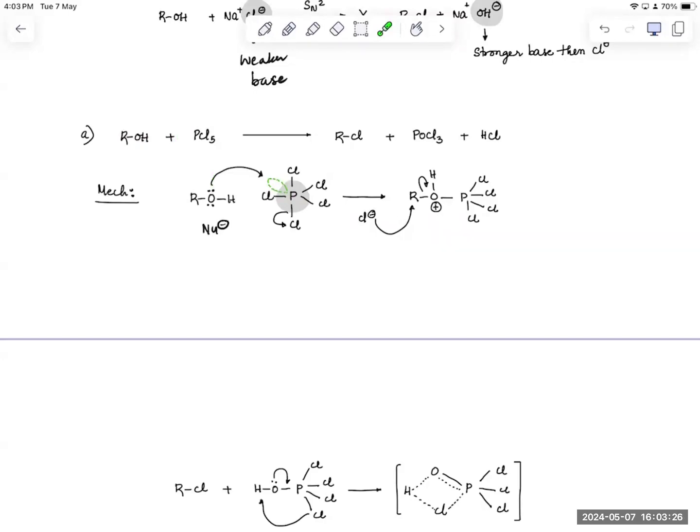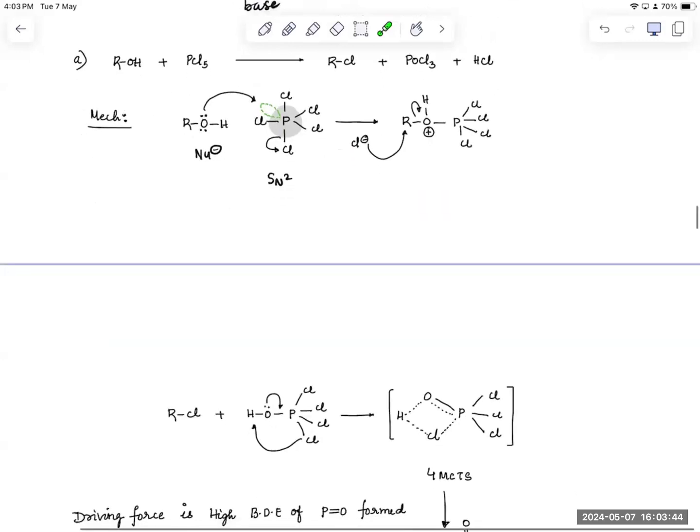So it is acting like a nucleophile attacking on the empty orbital of P. So this is the compound you will get. And while it is attacking, one of the chlorine is being removed. And this is similar to that of going as SN2 reaction. So you will get this compound, ROH PCl4. Okay. ROH and PCl4.